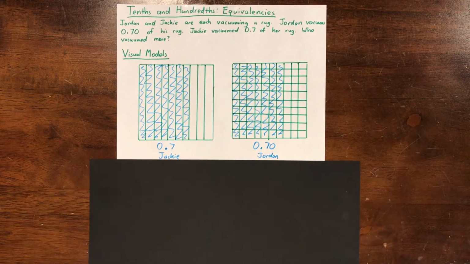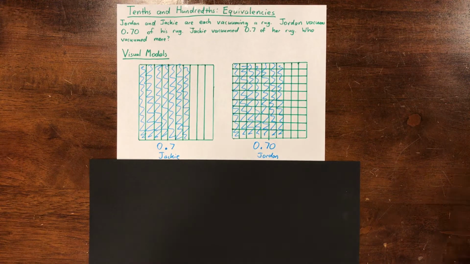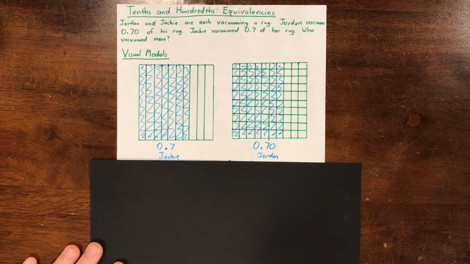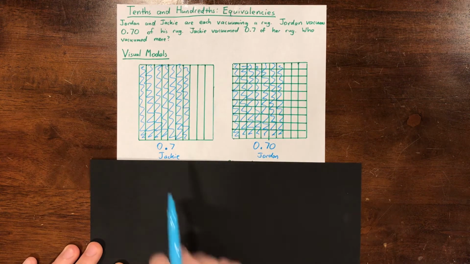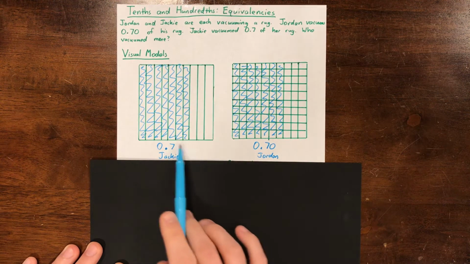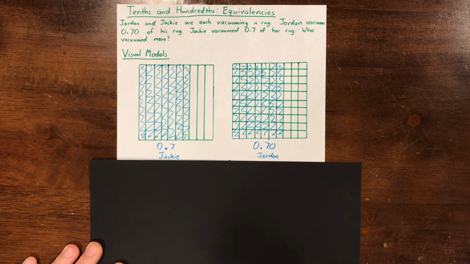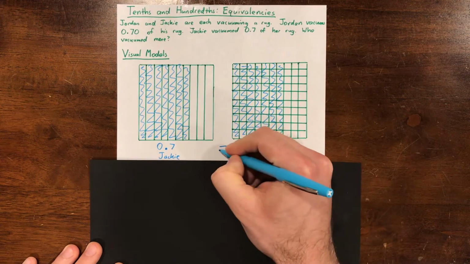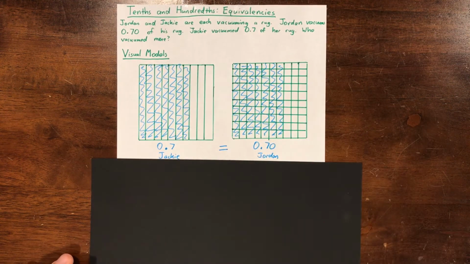Yeah, awesome. Okay, so who vacuumed more? How do you know? Say it out loud. Oh, interesting. They actually vacuumed the exact same amount, didn't they? When we look at the amount shaded on each grid, we can see that the shaded amount is the same. Huh. Well, why does that make sense? Say it out loud.